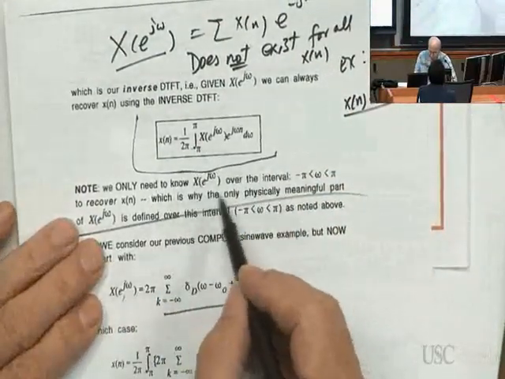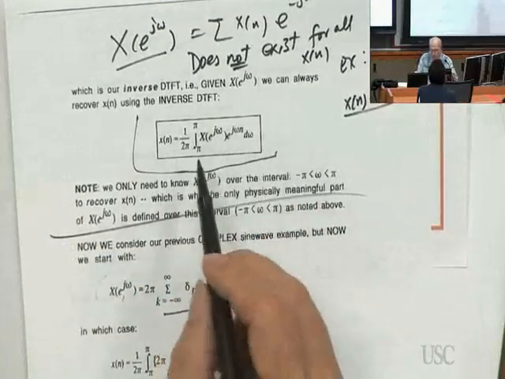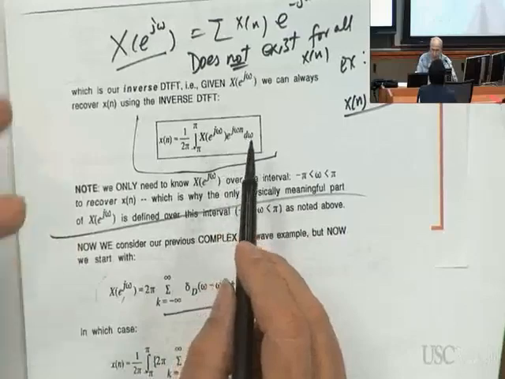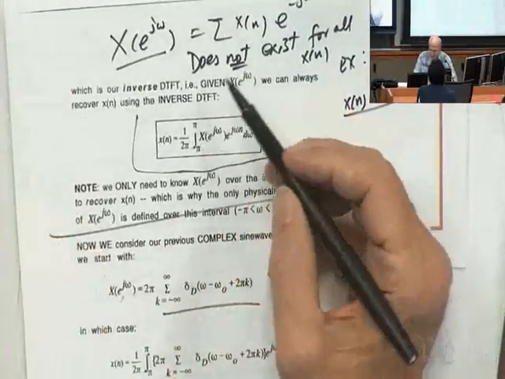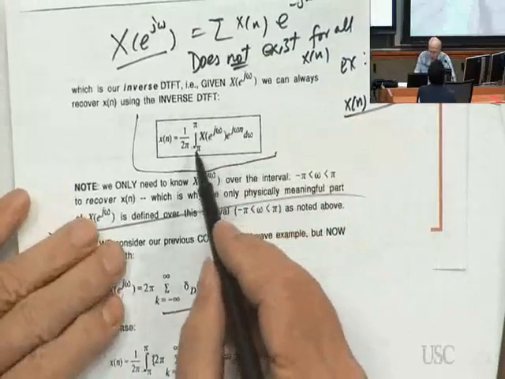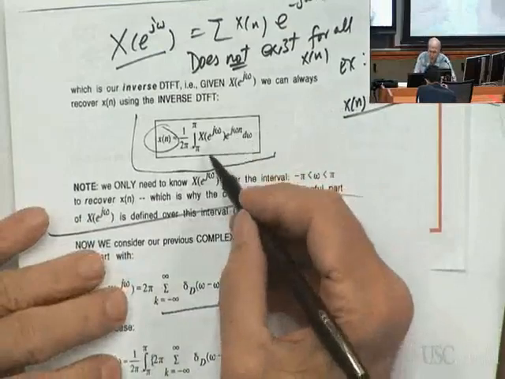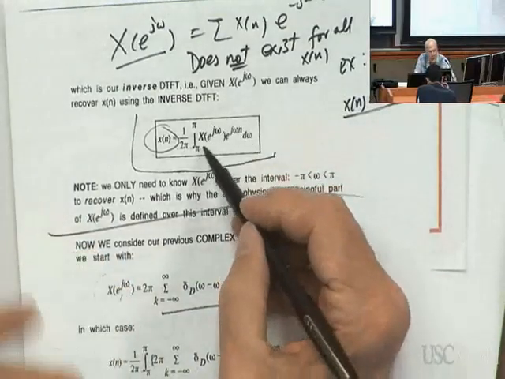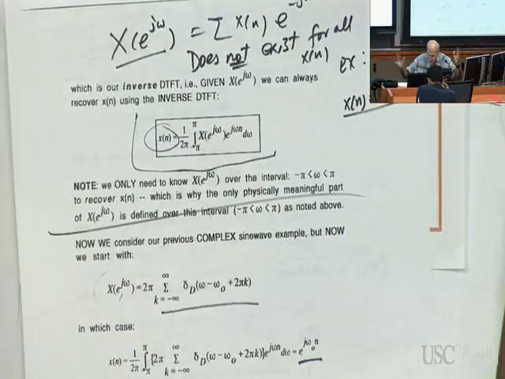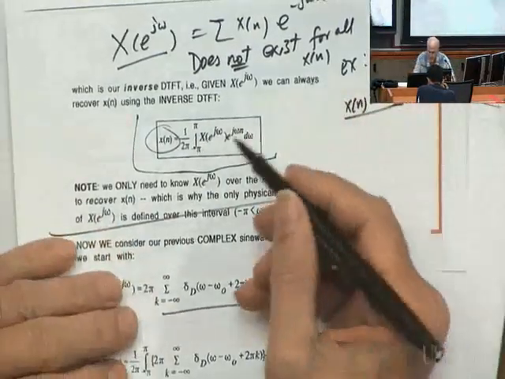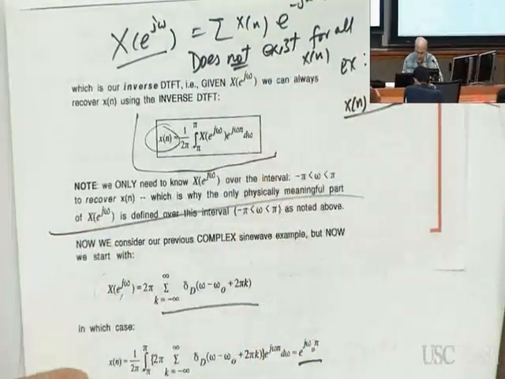We only need to know X(e^{jω}), so vice versa, if you have X(e^{jω}), the DTFT, then provided the DTFT exists, you can recover x of n. And you only need to know X(e^{jω}) from omega minus pi to pi. Again, think of omega equal to plus or minus pi, those are the highest frequencies. So that's all you really need to know. Why? Because it's periodic outside of that.